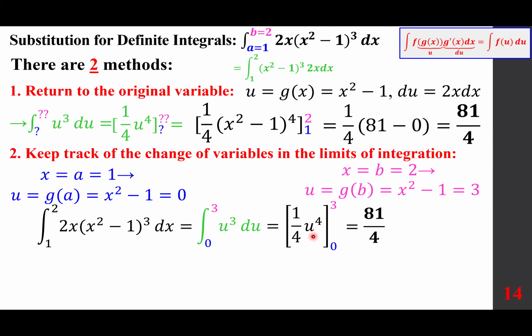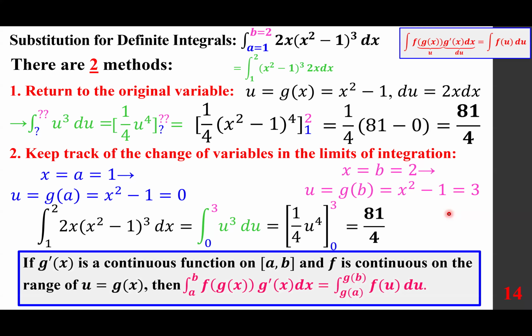Now, which one is easier? Most of the time, this ends up being easier, but ultimately, it's your choice. Now, so what? Here's the theory. If g prime of x is a continuous function on the closed interval from a to b, and f is continuous on the range of u equals g of x, then the integral from a to b of f of g of x, g prime of x dx, is the integral of f of u du from g of a to g of b. So what it means is that just plug in the limits into the u substitution to find the new limits. That's all it means. That's the meaning of this theorem.